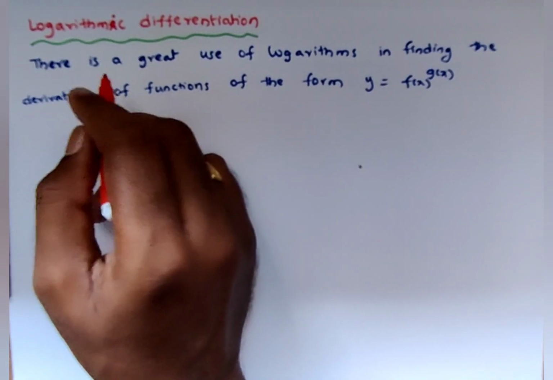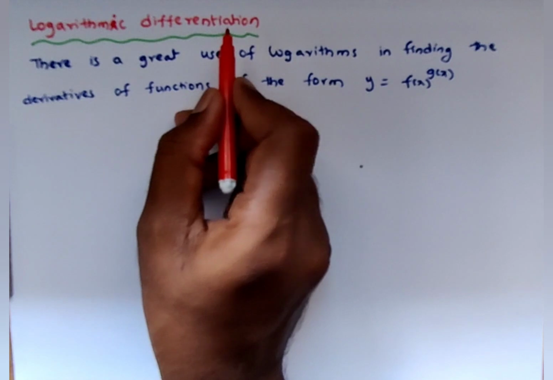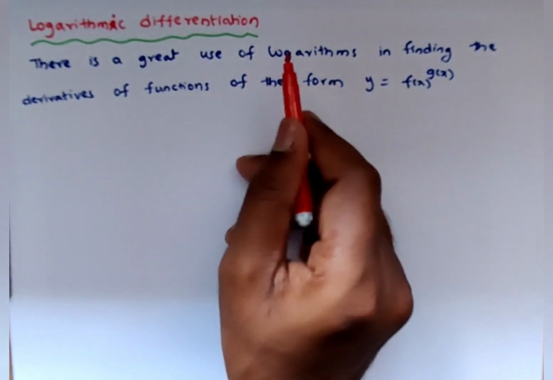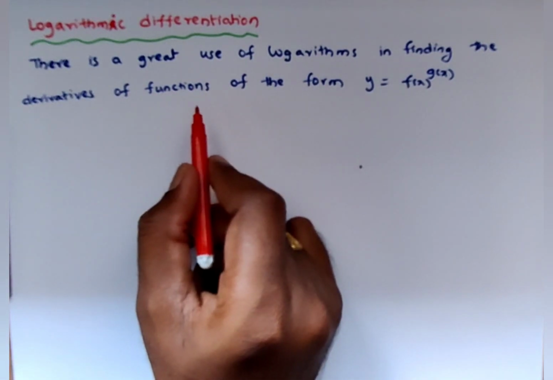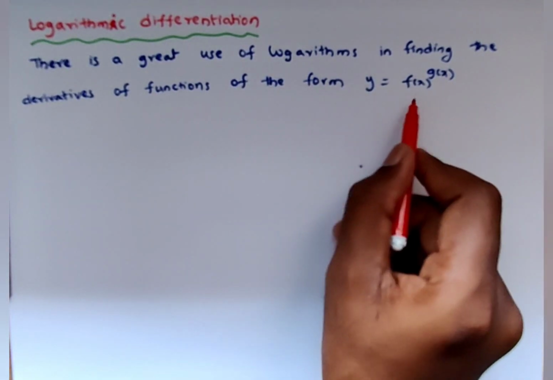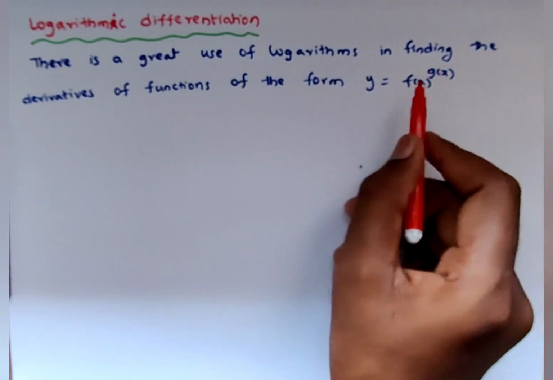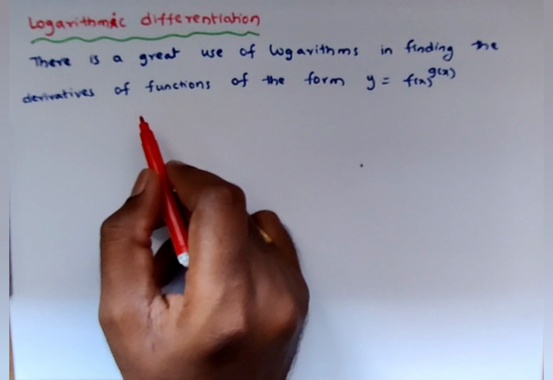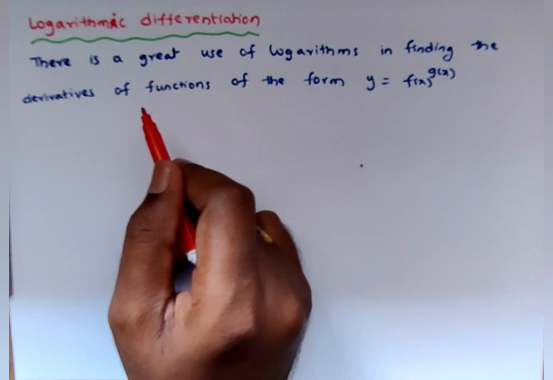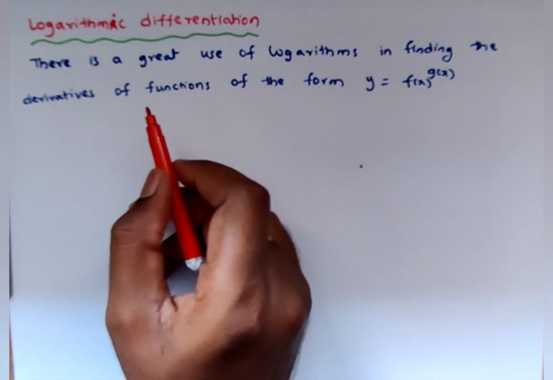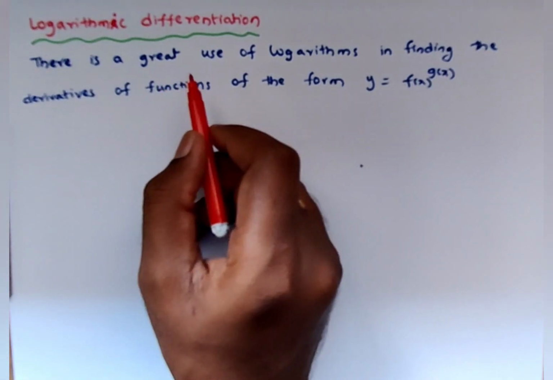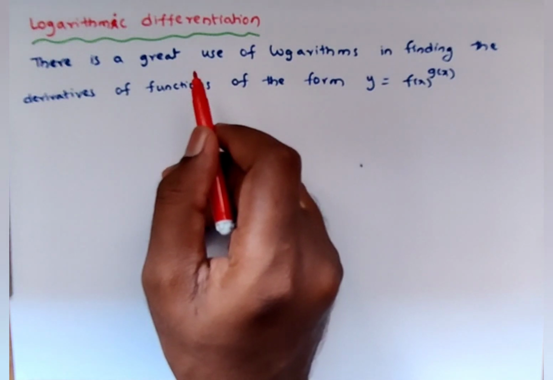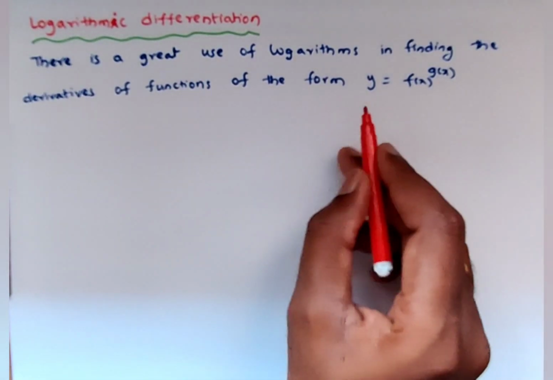So the next method is logarithmic differentiation. There is a great use of logarithms in finding the derivatives of some functions. They are in the form of f of x power g of x, or f of x to the power of f of x, or g of x power g of x, or polynomials in the form of a product, like x into x plus 1 into x plus 3 divided by x plus 4 into something. So you need to apply the differentiation on both sides.